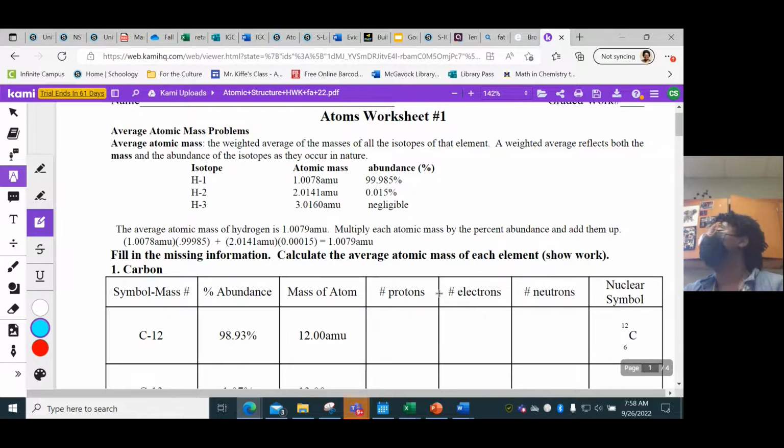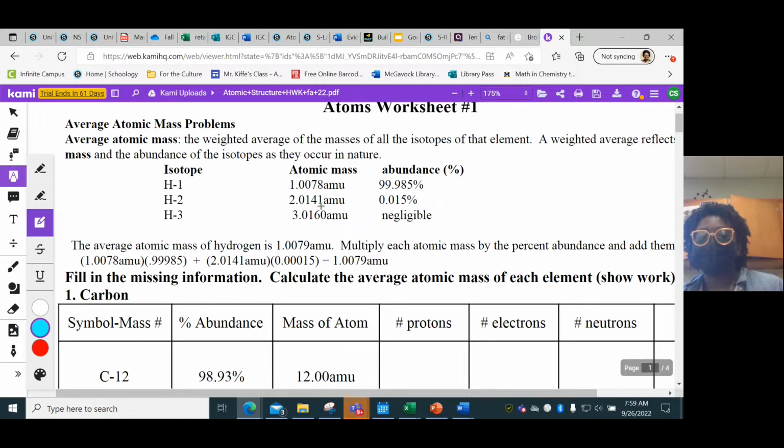Now, what we're going to be doing is determining the average atomic mass. The number on the periodic table is an average atomic mass. Like if you look at hydrogen, it's 1.008 or 1.01. That is the average atomic mass. But if you're looking right here, this hydrogen isotope weighs 2 point something.